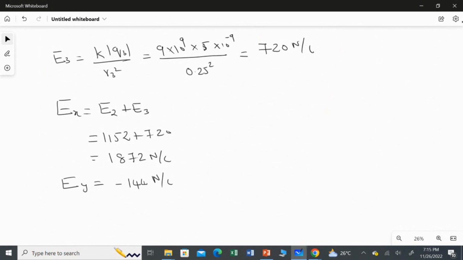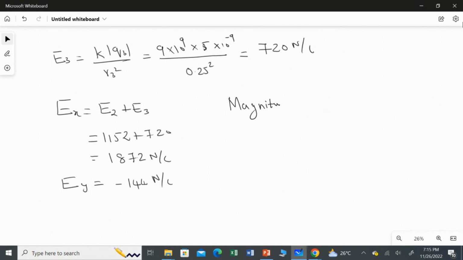Clear. Now you can easily find the magnitude. Actually, they did not mention these things in the question. They just only ask you to calculate the electric field. But better, we can find what is its magnitude, what is its direction. That will be easy for our understanding purpose. Clear. So magnitude. How to find the magnitude?